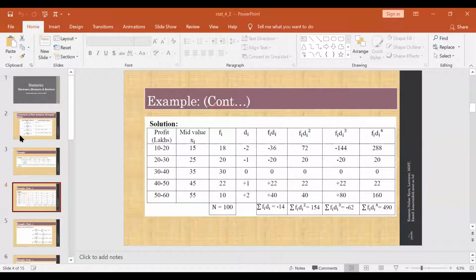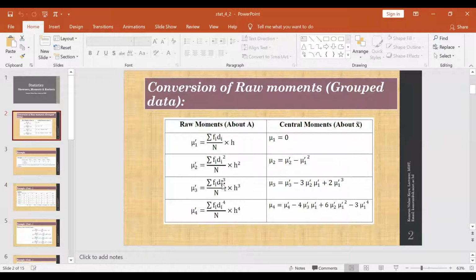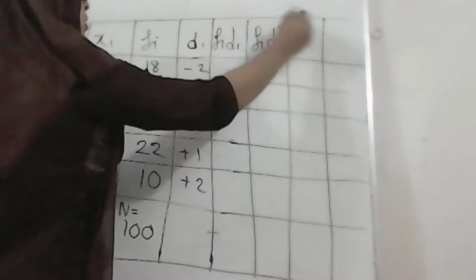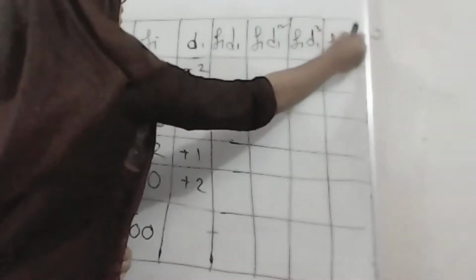So what we need, as I showed again in the formula, so it will be easy. That was our formula. We need di square, di cube, di to the power 4, each multiplied with fi. So we need fi multiplied with di, fi with di square, fi with di cube, and fi with di to the power 4, since we have only 4 raw moments. So we use 1, 2, 3, and 4. This is for summation. This is for fi di, this is for fi di square, fi di whole cube, fi di whole 4.